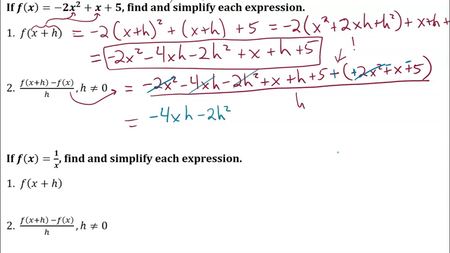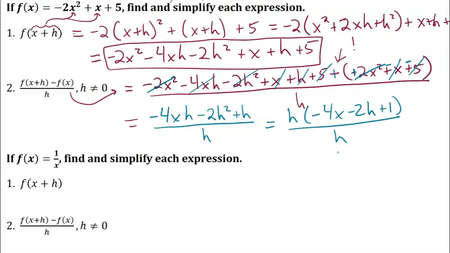This x, I have a positive x, and now this is minus x, so those cancel each other. And then this h is by itself, so plus h. And then we have a 5 and a negative 5, okay? Cancel each other out. And then that whole thing is still divided by h, okay? For simplifying, I see that every term in my numerator has an h, so I can factor that. And I'll have h times negative 4x minus 2h plus 1, all divided by h. And then when I reduce this, I'm left with just negative 4x minus 2h plus 1. Okay, so that's my completely simplified expression.